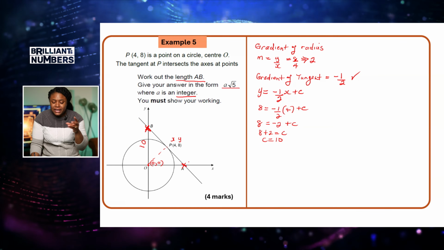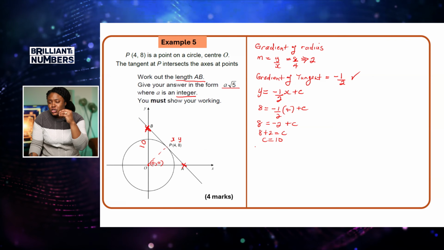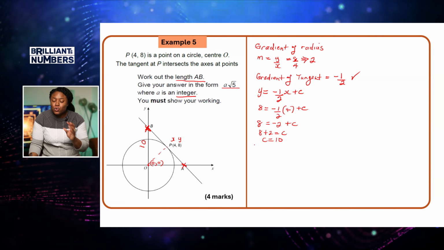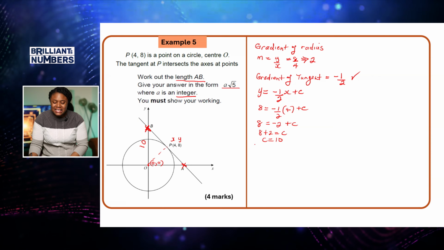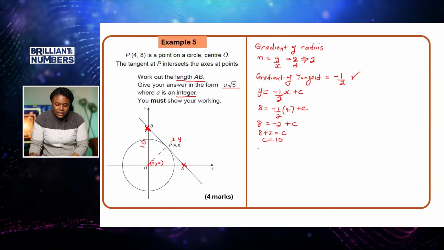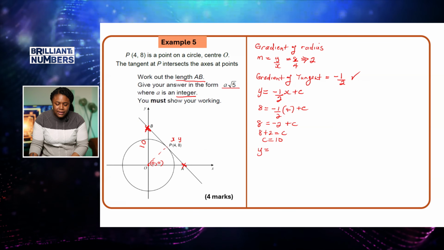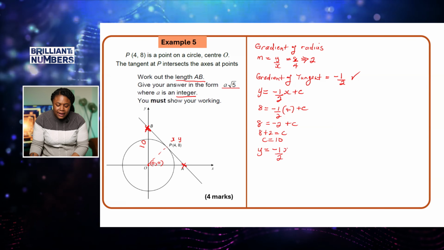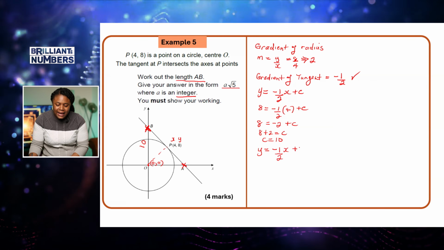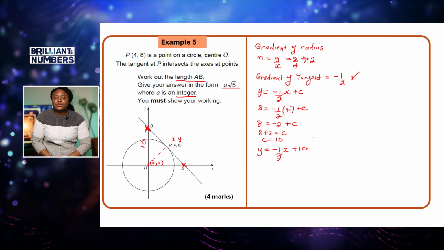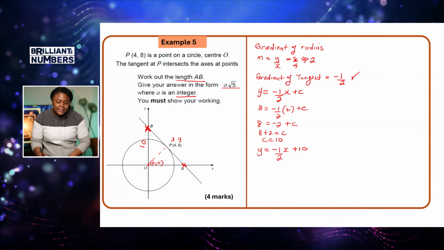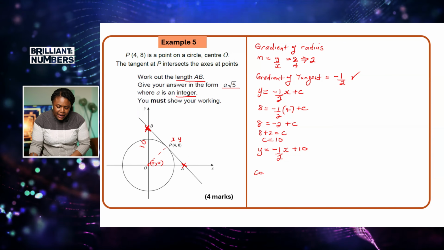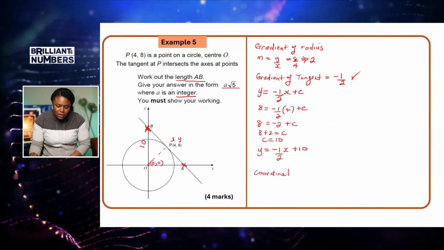Now that we've done that, we now have enough information to find out what is the coordinate here. So I'm just going to put the equation of the tangent together and then substitute to find out the value of A, and then I will have all the information needed to find AB. So let's go. The equation of the tangent is y equals, gradient was minus a half, x, and then plus 10. Beautiful. So what we're going to do now is to work out the coordinate for A. So coordinate of A, I write that down.